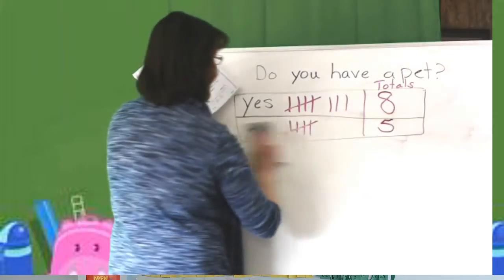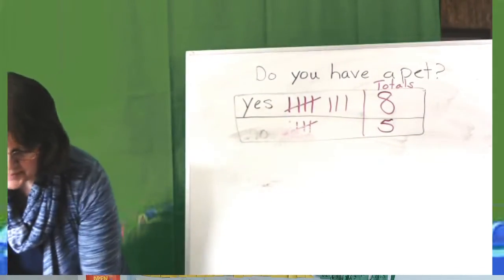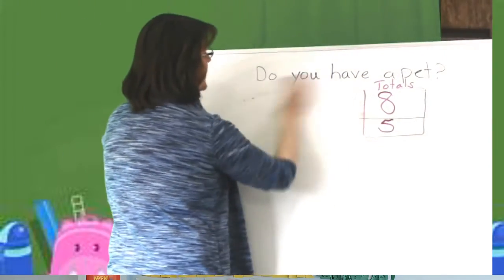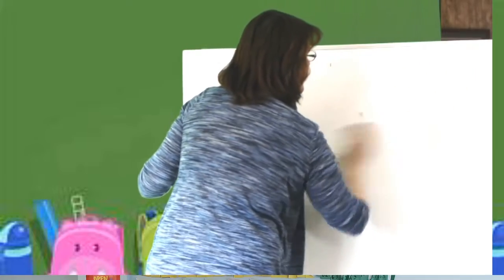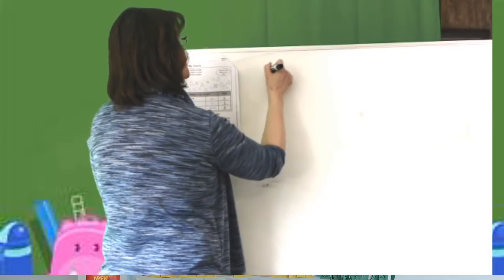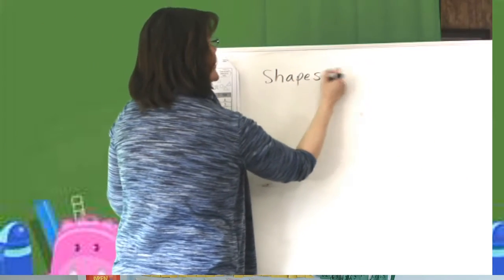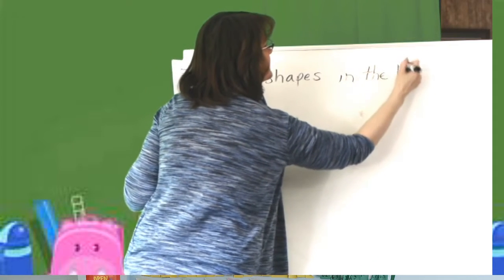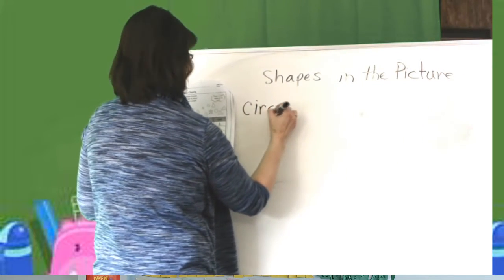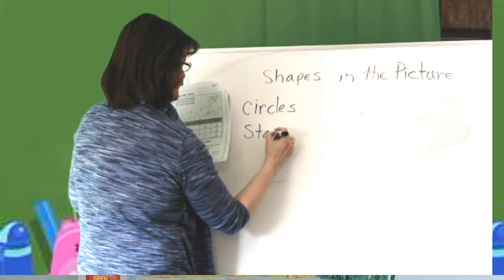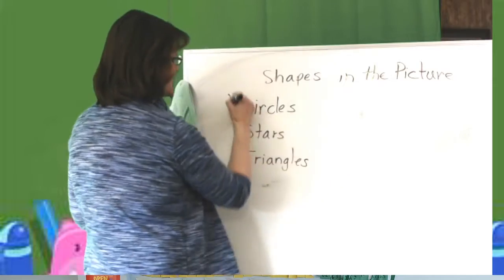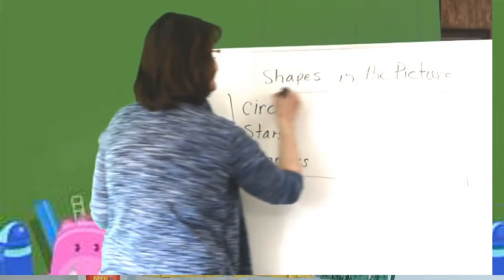So if you go to your next page, we'll clean our board again for one moment, and we'll make a tally chart. So that was just reading and giving the totals. Now we get to draw the tallies ourselves. So if you look on this page, there are shapes in the picture. And we have circles, stars, and triangles.